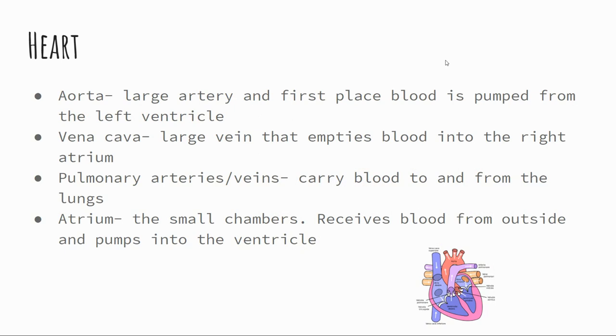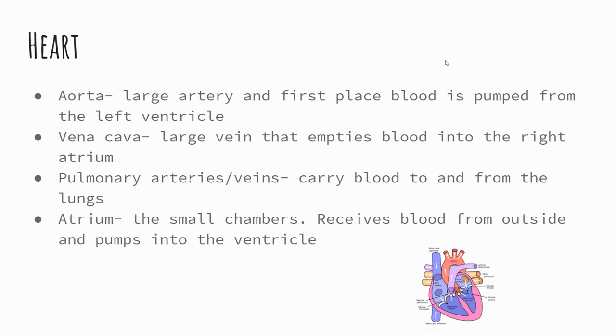So the heart, different parts of the heart. So you have the aorta, which is a large artery and is the first place blood is pumped from the left ventricle. Then the vena cava is a large vein that empties blood into the right atrium. Pulmonary arteries and veins carry blood to and from the lungs. So anytime it says pulmonary artery or pulmonary vein, that is where the blood is going to or from the lungs.